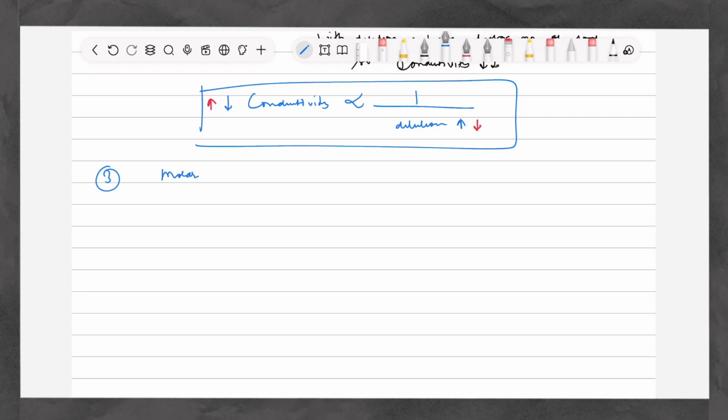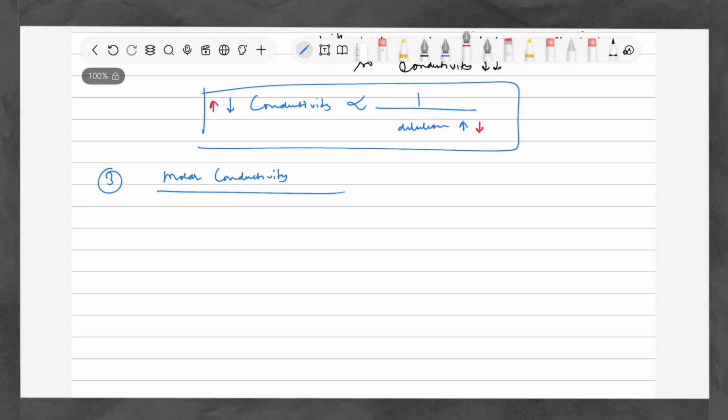Molar conductivity. So how do we define molar conductivity? We define molar conductivity for 1 mole of electrolyte. So in that case, I have to derive one formula, and it is delta M equal to kappa upon concentration. If I am rewriting the concentration as moles per volume, then it will be kappa into volume upon moles present.